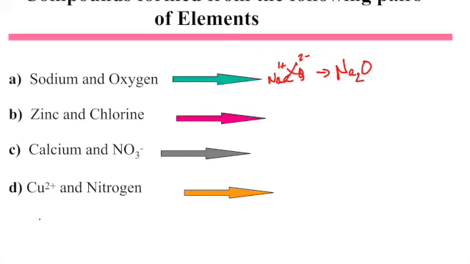Now when I name this, it is a metal at the beginning, and I ask, is it in the transition metals? No, it isn't. So I can just write sodium. And then the second element is oxygen, but remember, anything that is just one kind of atom, oxygen, becomes oxide. I add an "ide" to the end of it.